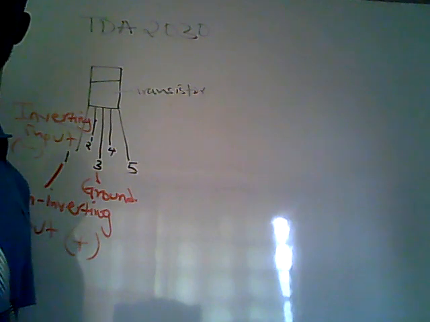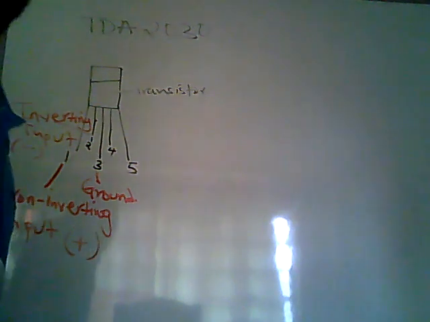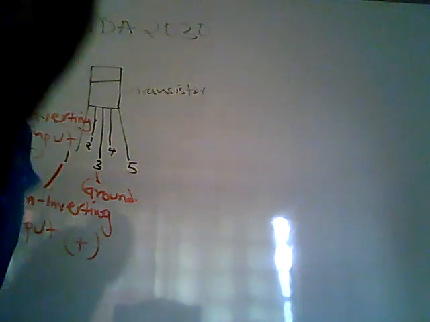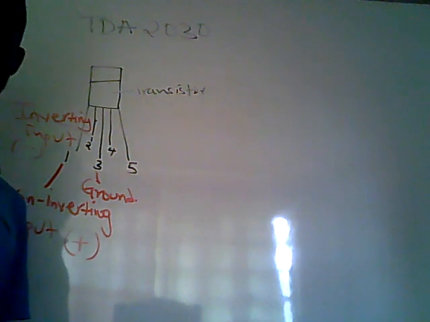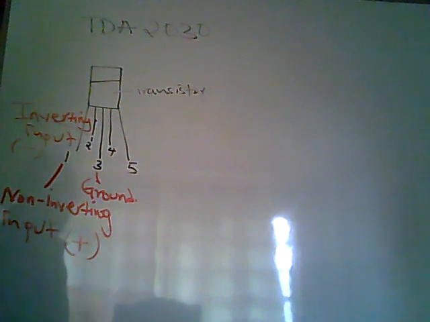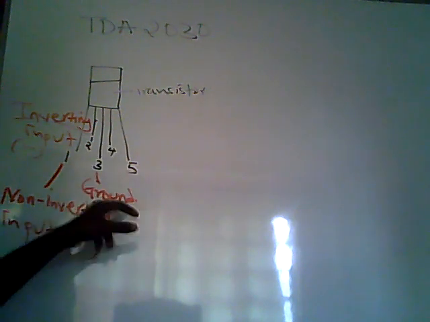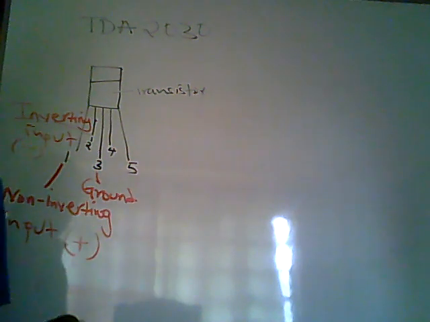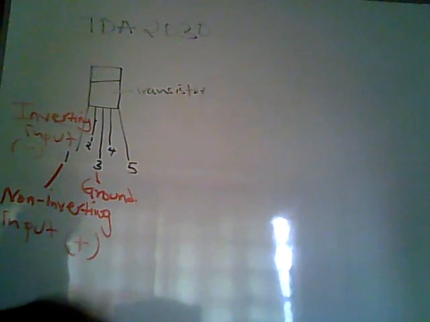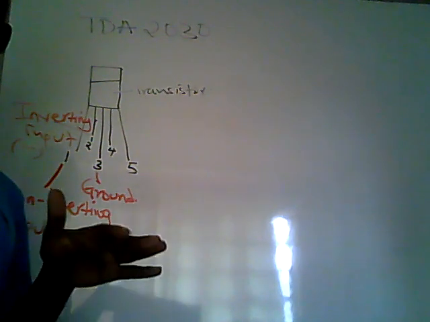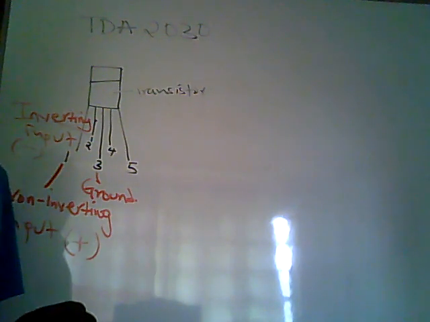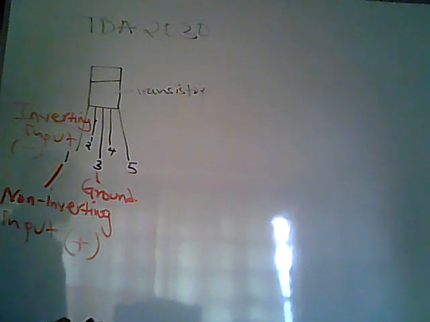So the ground is always having negative input. Mostly it is used together with pin 5, which is the VCC, voltage controlled current. So to power the chip.